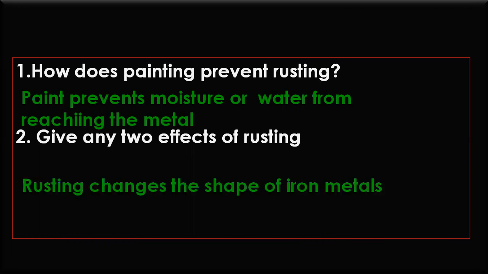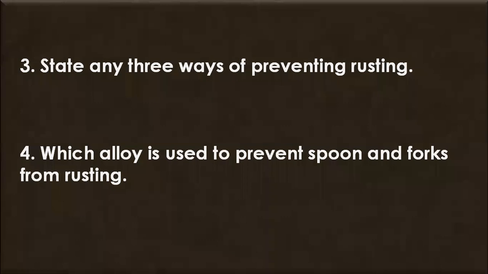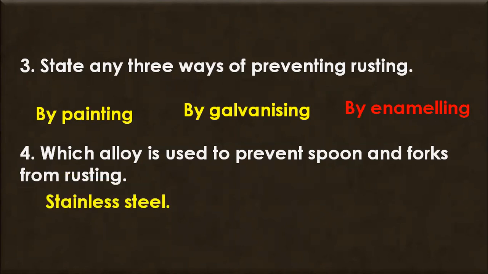Give two effects of rusting: changes the shape, changes the color, deforms or weakens metals. Number three, state any three ways of preventing rusting. We just said we can paint, we can enamel, we can galvanize, and then we can also oil. Which alloy is used to prevent spoons and forks from rusting? This one is called stainless steel.